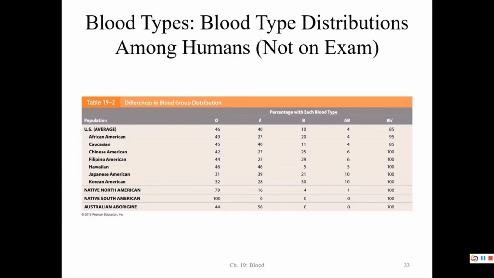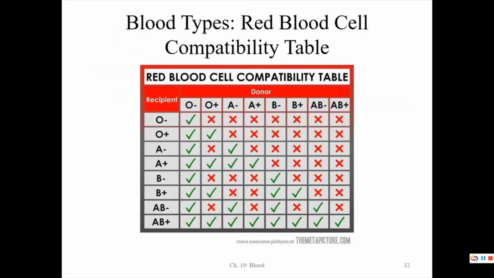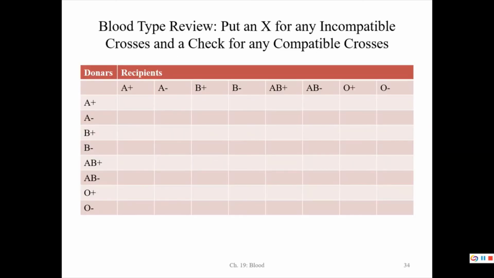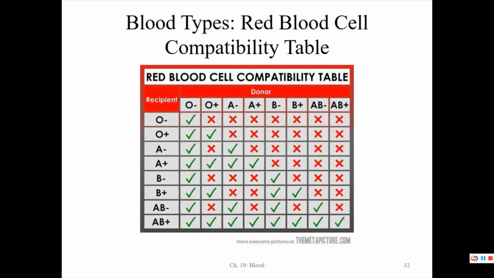Don't worry about it. I don't cover too much in detail about that, but I just want everybody to know it. If you can put an X for all the incompatible crosses, which right here, these are checks and X's. Put a check for compatible and an X for incompatible. Right, there's your answer. Okay.